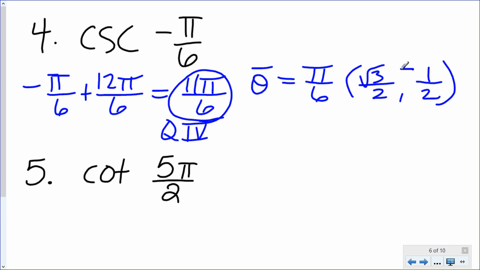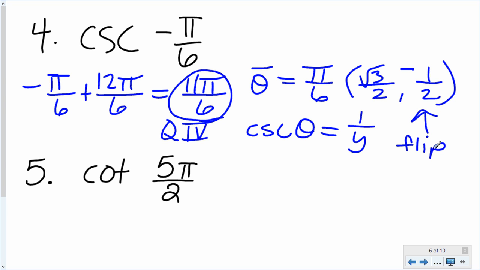same trig ratios, okay? All right, so now, remember that cosecant theta, cosecant is the reciprocal of sine, so it equals 1 over y, which is another way to say flip the y coordinate. So this is equal to -2, which is the reciprocal of -1.